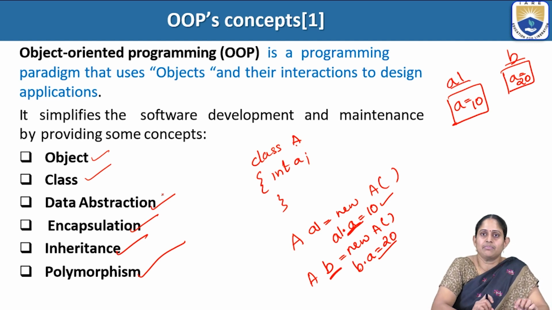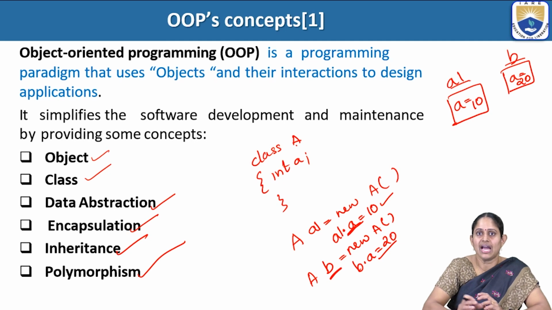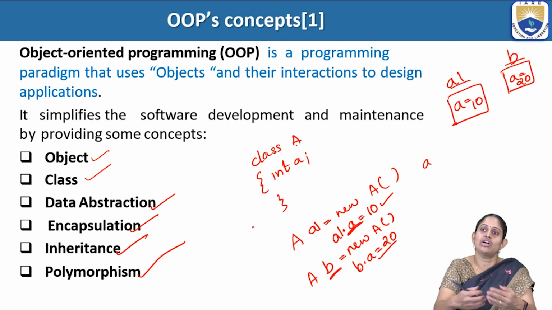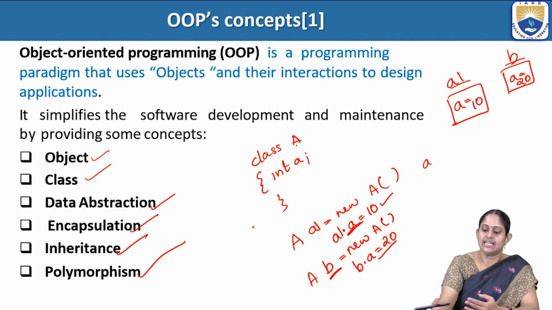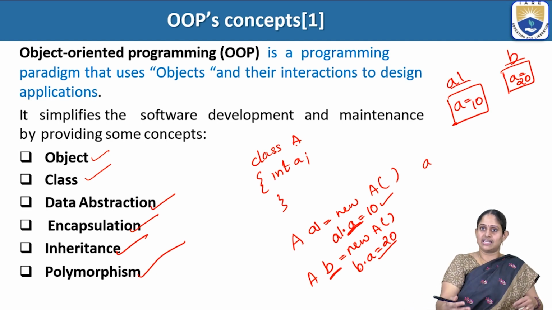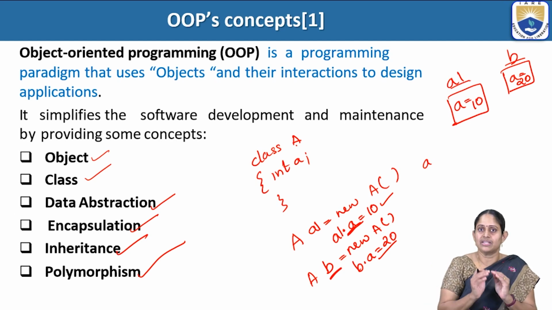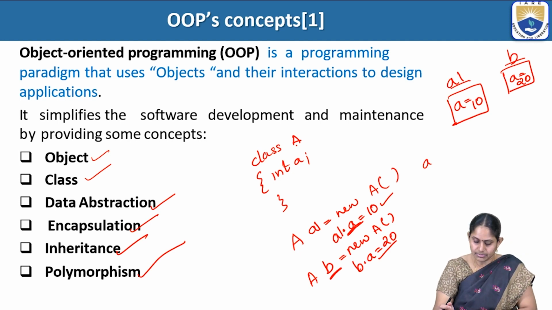Next, abstraction is the method by which you hide the internal details and only the external appearance will be visible to you. So when you just make use of the object A, we don't have to know where this data is being stored or how this data is being processed. We are not bothered about that. So that is just providing the external view, but hiding the internal details.